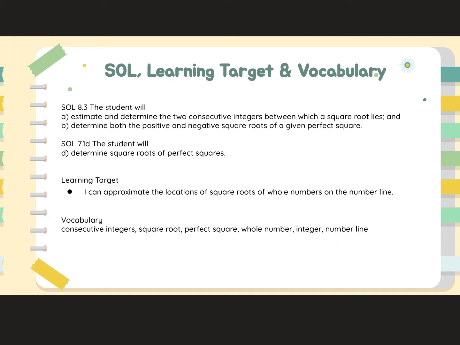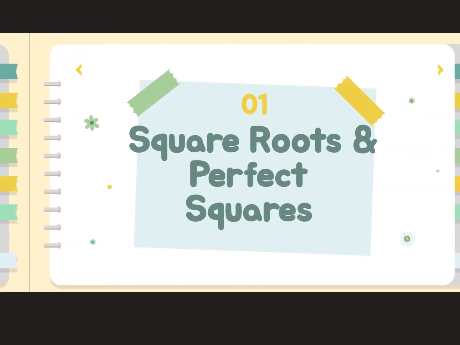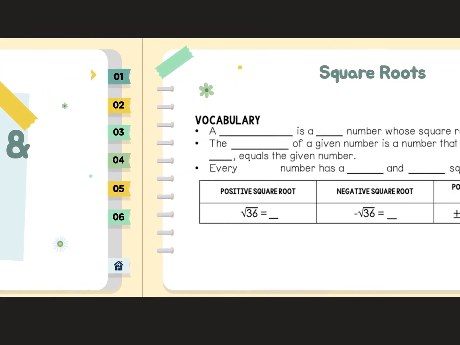The learning target for this lesson: I can approximate the location of square roots of whole numbers on the number line. Key vocabulary: consecutive integers, one we've seen before, square roots, perfect squares, whole number, integer, and number line. All right, so the first part we're going to look at is square roots and perfect squares.